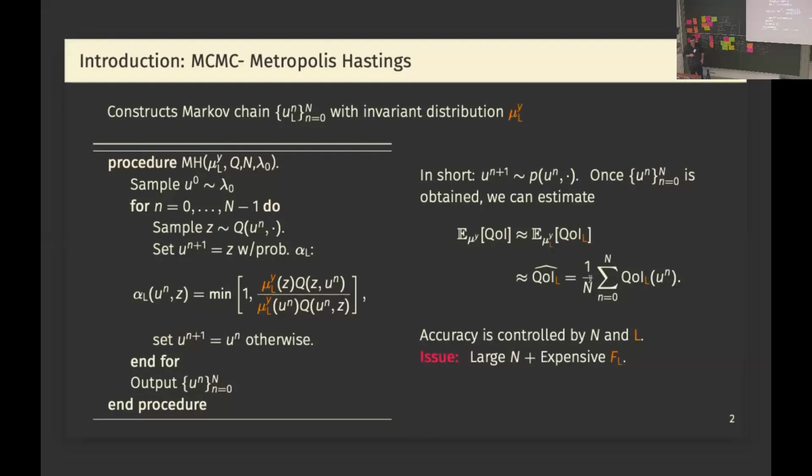Now, it is probably clear to everyone that the accuracy of this estimator is controlled by two factors: n, which is the number of samples, and L, which is the discretization parameter. And this poses an issue in the sense that typically n is very, very large, and for many applications of interest, this forward model F_L is very, very expensive. So the overall cost of this Bayesian inversion, or this MCMC algorithm, is going to be quite large. So there's a lot of work aimed at alleviating these issues. Of course, because of the topic of the workshop, we're going to focus on multi-level MCMC methods.